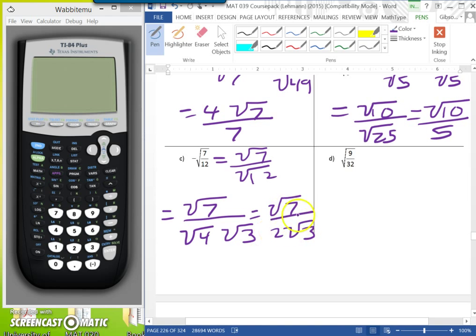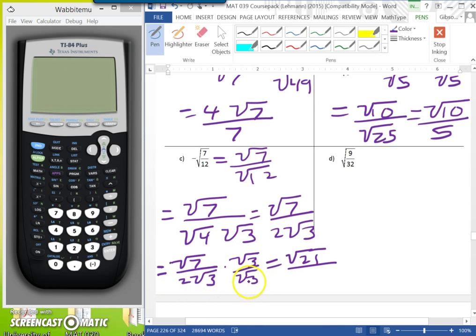Now here's the problem with this. We cannot have a square root in our denominator, correct? So we got to get rid of the square root of 3. So we will multiply the numerator and denominator by the square root of 3. Square root of 7 times square root of 3, we know is the square root of 21.